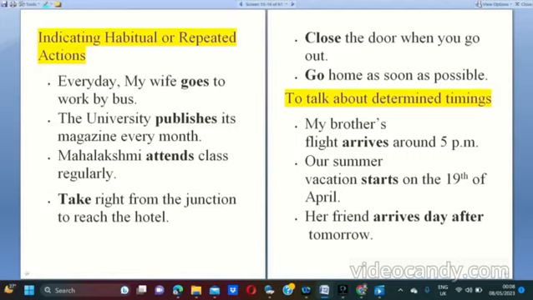Take right from the junction to reach the hotel. What is this? It is giving instructions. Close the door when you go out. Go home as soon as possible. These are all giving directions.